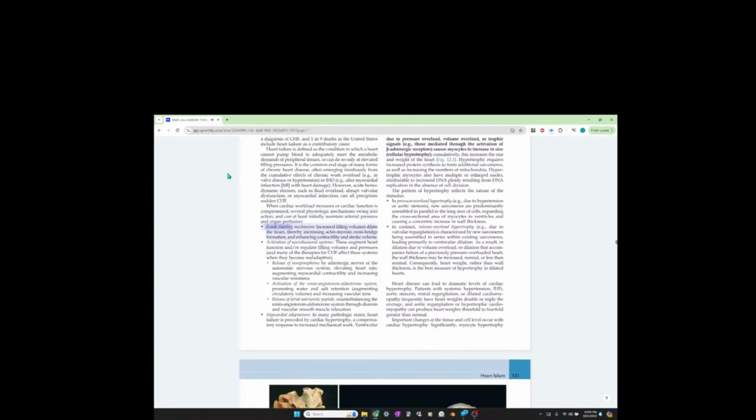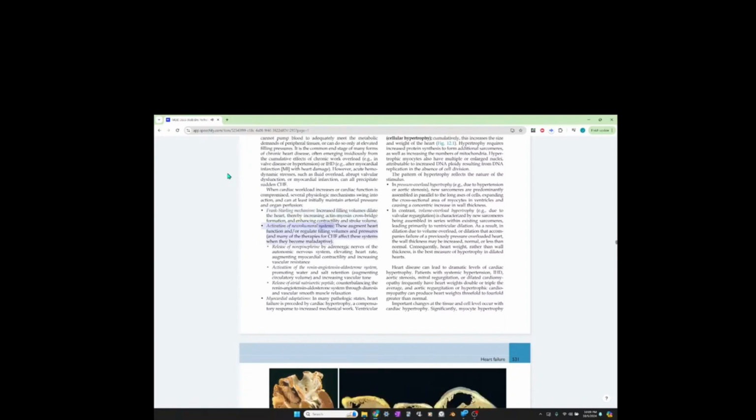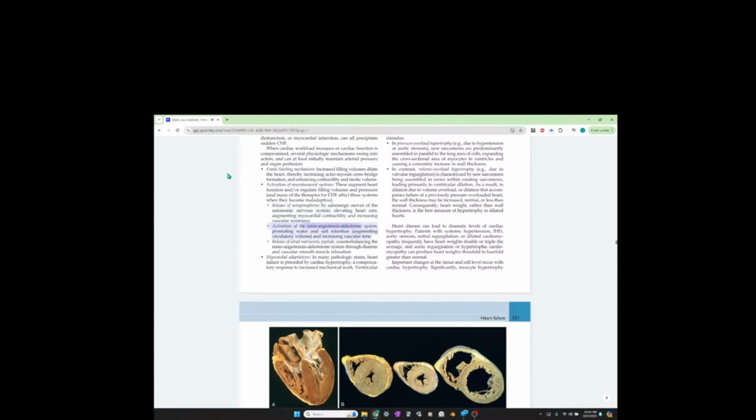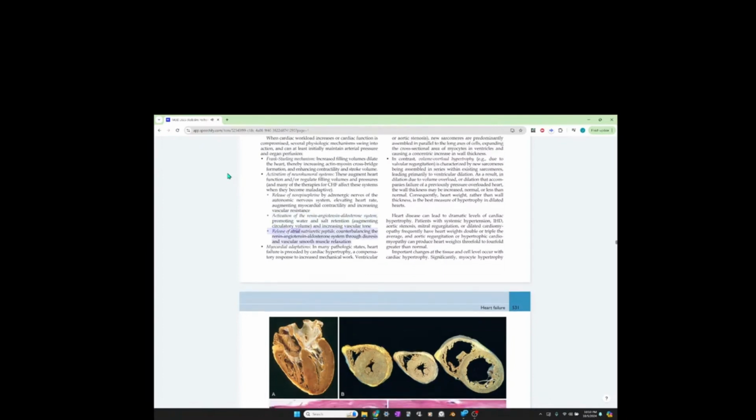Frank-Starling mechanism: increased filling volumes dilate the heart, thereby increasing actin-myosin cross-bridge formation and enhancing contractility and stroke volume. Activation of neurohumoral systems: these augment heart function and/or regulate filling volumes and pressures. Release of norepinephrine by adrenergic nerves of the autonomic nervous system elevates heart rate, augments myocardial contractility, and increases vascular resistance. Activation of the renin-angiotensin-aldosterone system promotes water and salt retention and increases vascular tone. Release of atrial natriuretic peptide counterbalances the renin-angiotensin-aldosterone system through diuresis and vascular smooth muscle relaxation.